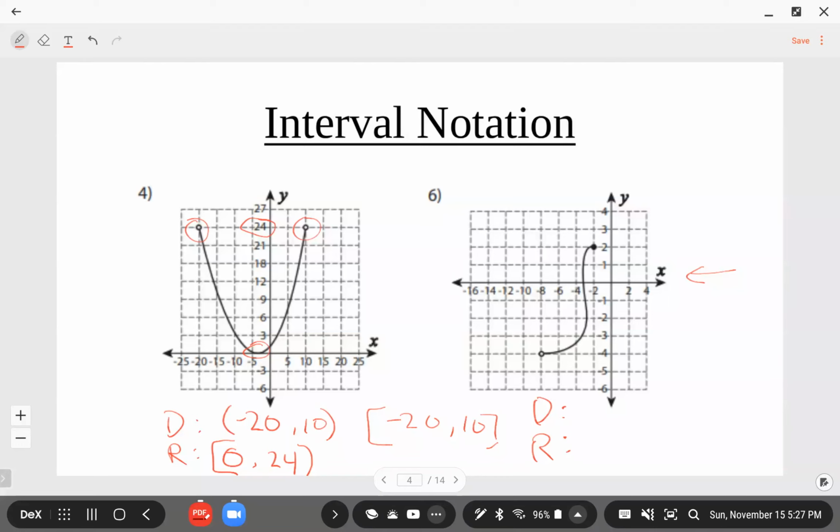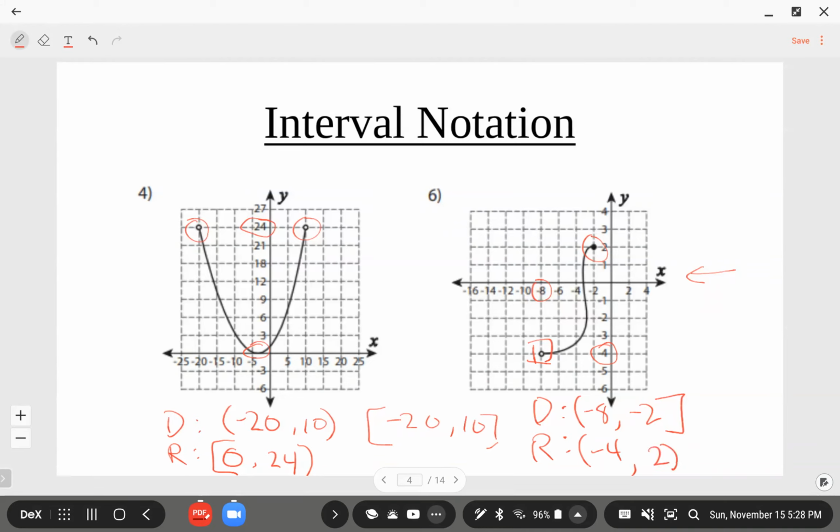If no answers, then I'll walk you through it. Remember, domain is the list of all the x values. Our least x value is -8 over here, but that's not actually on the graph because that's an open circle. -8, -2, because that's our greatest x value. But -2 here is actually on our graph, so that's a square bracket. Next, we have our range. -4 here is our lowest range value, but that's not on the graph, so parentheses again. -4, 2, our highest range value, which is 2.